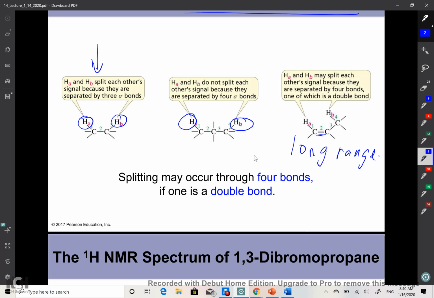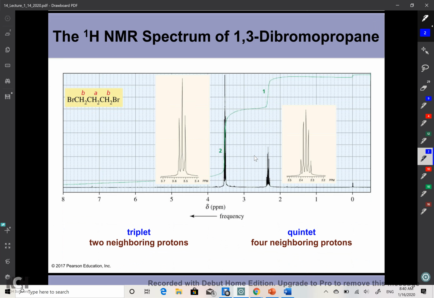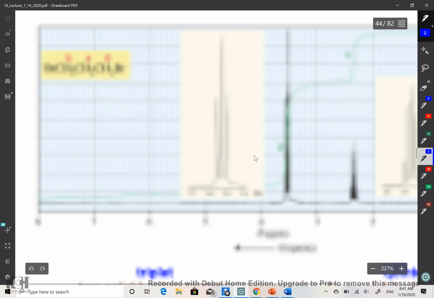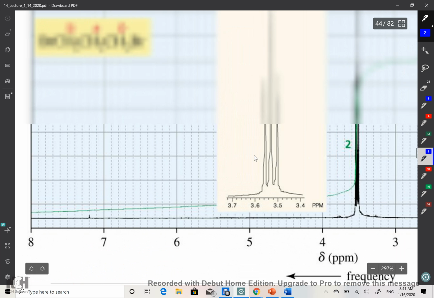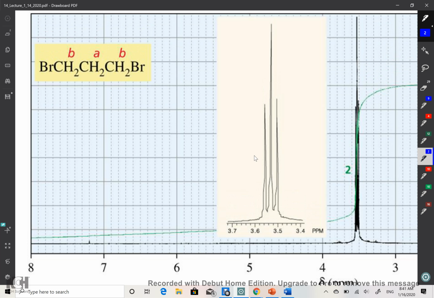If I have a singlet, it means I have 0 neighboring hydrogen. Does that make sense? So let's look at the NMR spectrum of 1,3-dibromopropane. By looking at the structure of 1,3-dibromopropane, we can only have 2 types of signal. We can only have 2 signals over there.